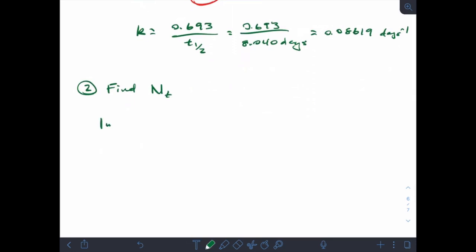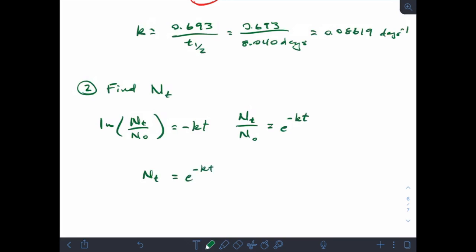So we have our equation, ln of n at time t over n initial equals negative kt. If I rearrange this equation using my tricks with logs, I can say n at time t over n0 equals e to the negative kt. And with a little further rearrangement, I get n at time t equals e to the negative kt times n initial.